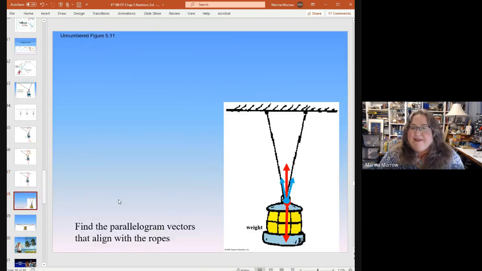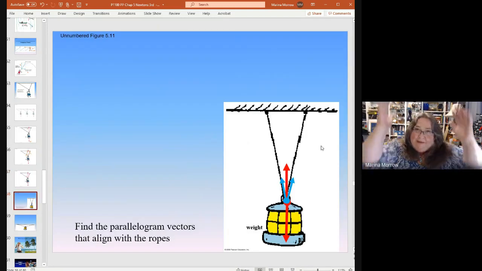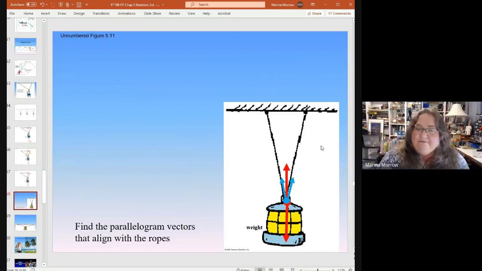So, same sort of thing. Here's a lantern. And it's being held by 2 ropes fairly close together. And the tension in the ropes, if you draw parallel lines, okay, then you end up with those blue arrows as being the contributors, T1 and T2.